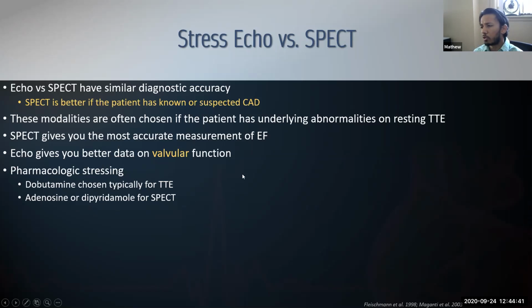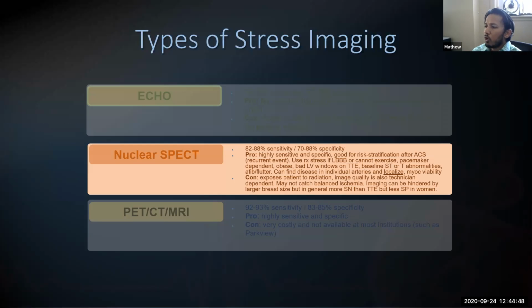I think I have a chart towards the end of the cost, if that's a question that's coming up, of which one's more expensive than the others. Okay. So nuclear SPECT has very, very high sensitivity, 82 to 88%, and very high specificity as well. But the con is that you're exposing this patient to radiation.